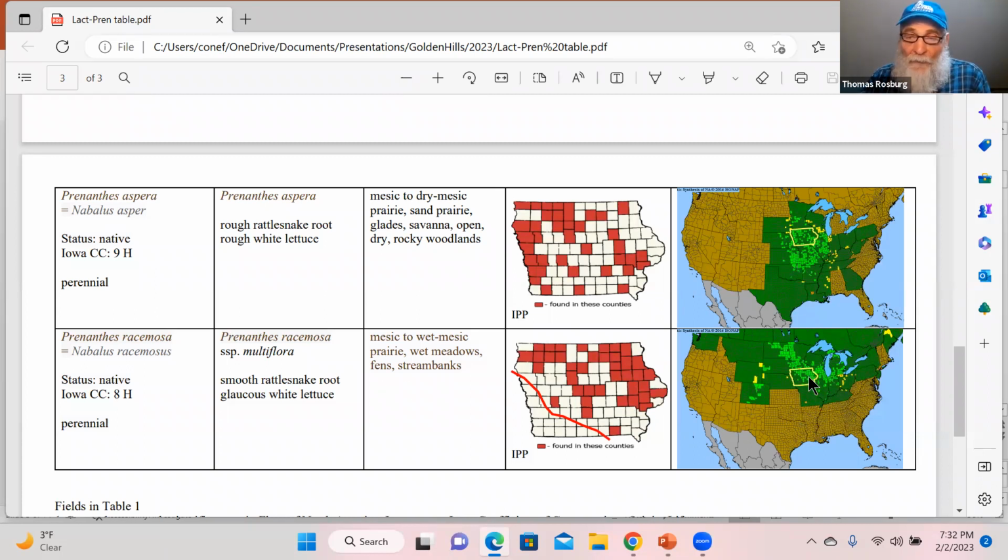Racemosa is one that, it kind of gets further out west here, of course, out in Colorado and Wyoming. It goes a little bit further east, it looks like, into Michigan a little bit there. When you compare these two species, this one is definitely one that is more of a wet mesic to mesic prairie species. You see it more across northeast Iowa, whereas aspera is more of a mesic to dry mesic species.